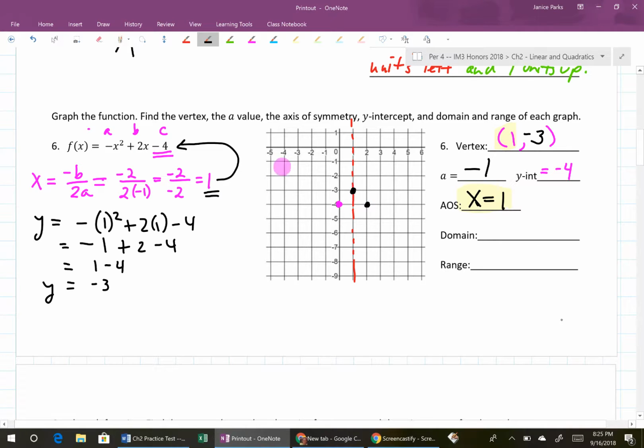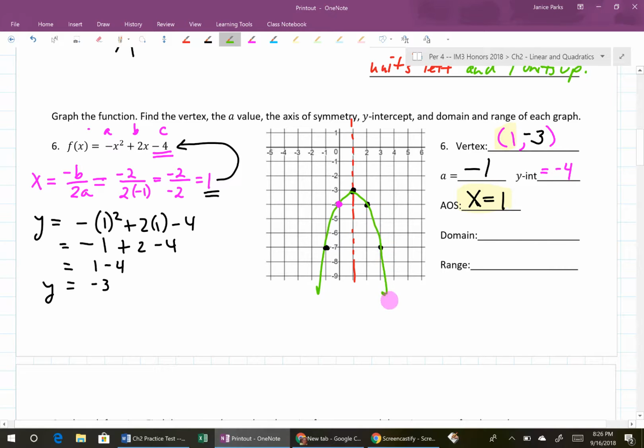So that's the y value of the vertex. Since this parabola is upside down and it has a value of 1 for a, it's just a regular parabola upside down. So over 2 down 4. The next one would be 9 down from 3, which would be a negative 12. It's pretty far down there. So negative 12 from that, negative 15. It doesn't really fit in this graph.